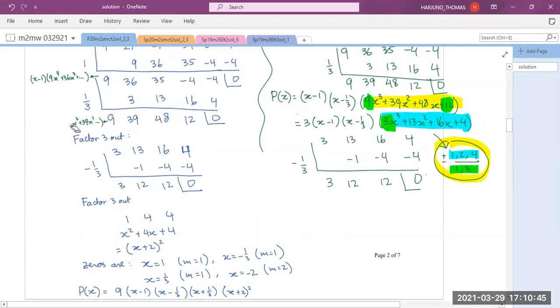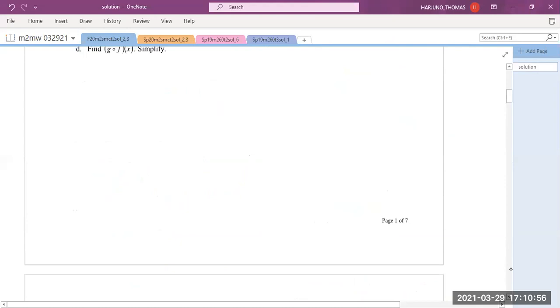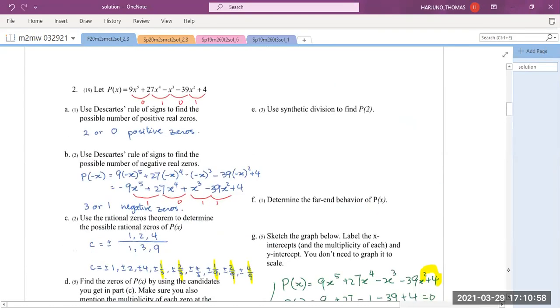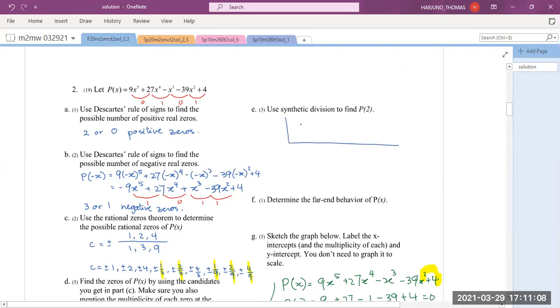So Thomas, this one question is long, huh? Yes. In fact, the purpose we did parts A, B, C is to prepare the stage for us to perform the actual computation in part D. Now, part E, use synthetic division to find P(2). That's the polynomial, right? Going back to the original polynomial: 9, 27, -1, -39, skip the 0, 4, and P(2).